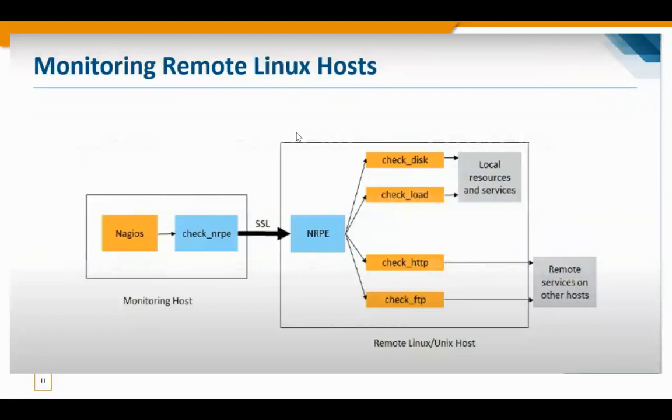Coming to the next slide, which is about monitoring a remote Linux host. The picture depicts how plugins interact in the Nagios server. In the monitoring host, we have Nagios and the check_nrpe. Check_nrpe resides on the local monitoring machine where the Nagios server is, and the NRPE runs on the remote Linux machine. And there is a secure socket layer present between the monitoring host and the remote host.